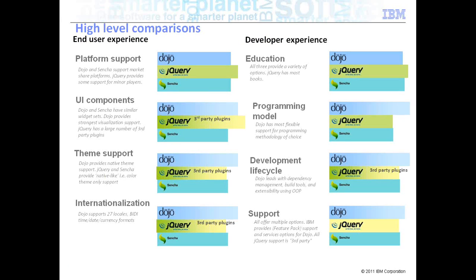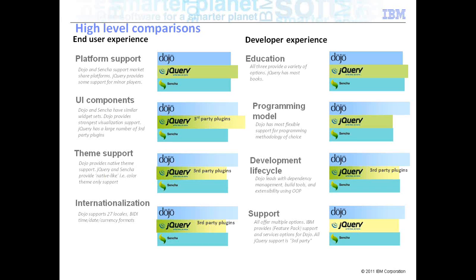Today, 3 libraries are very popular out there in the community: Dojo, jQuery, and Sencha. These 3 are the widely used popular libraries. Sencha is kind of evolving, while I'll say that Dojo and jQuery are well established. Let's take a very high-level comparison of these libraries. On the left side of the chart, I have end user experience, and on the right side, developer experience. We'll take a look one by one.